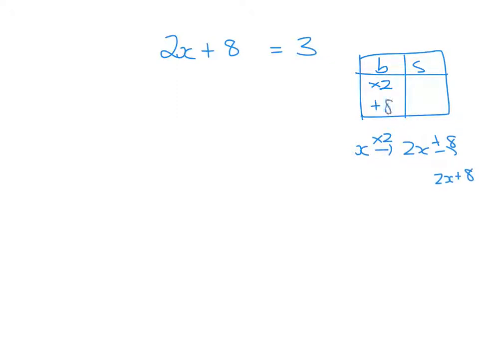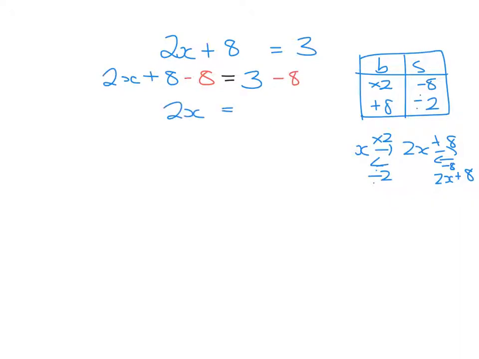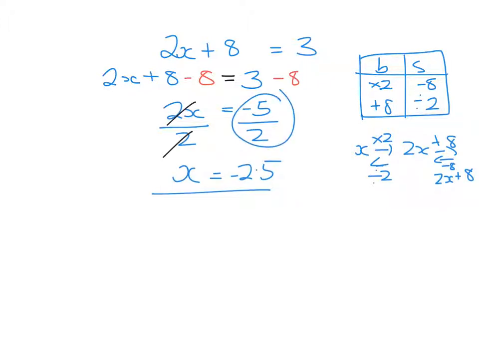Alright, so to go backwards, what's the first thing we have to do? Well, we have to take 8, and then we have to divide by 2. Okay, so we're going to write 2x plus 8, take 8, equals 3, take 8. So 2x is going to then equal negative 5. Then we're going to divide both sides by 2 because that's our next solving step. Cancel those, and we'll get x equals negative 5 on 2, which is negative 2.5. Now, either way, leaving it at negative 5 on 2 or negative 2.5, that's perfectly fine.